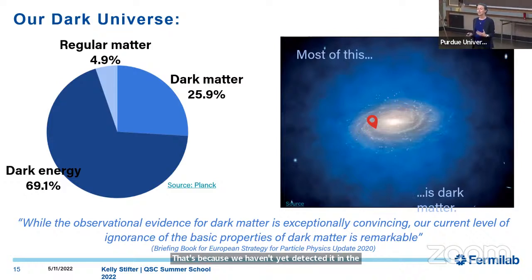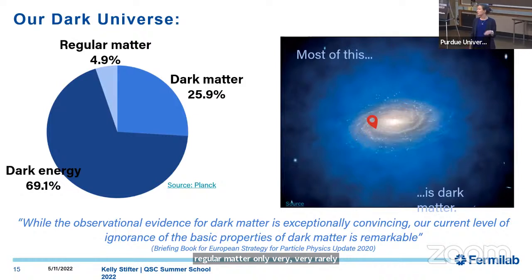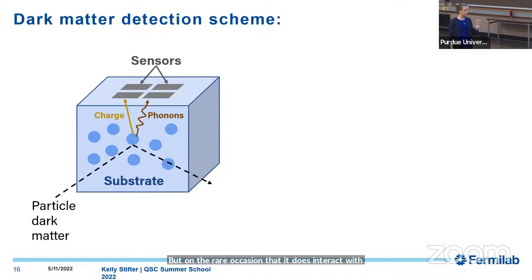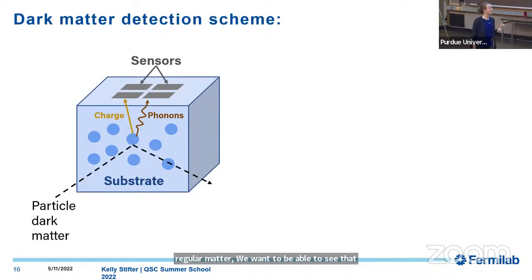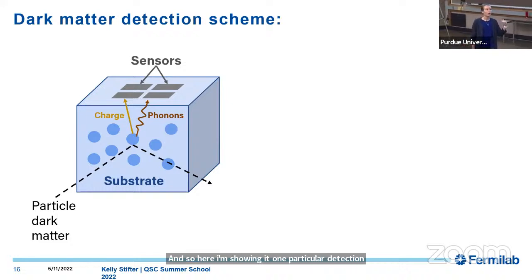This is because we think that it interacts with regular matter only very, very rarely. But on the rare occasion that it does interact with regular matter, we want to be able to see that interaction by developing detectors. And so here I'm showing one particular detection scheme. To be clear, this is a detection scheme for particle dark matter rather than the wave-like dark matter that Aaron was talking about this morning.